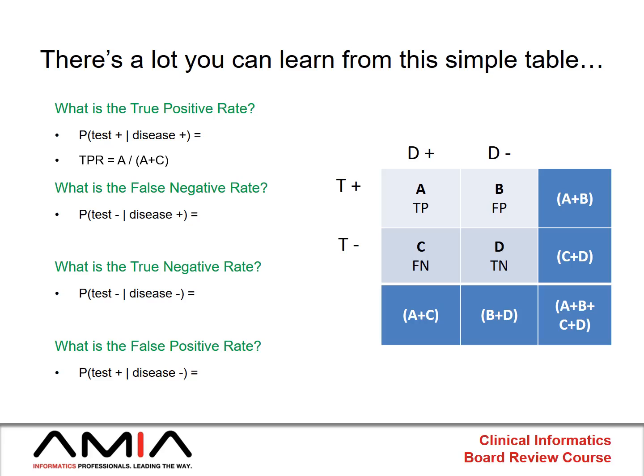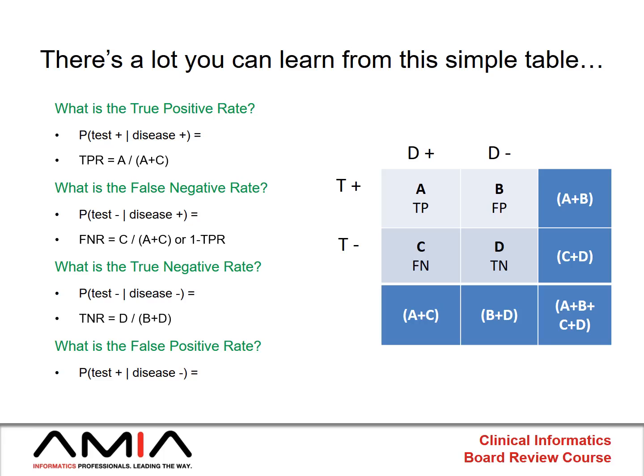Similarly, the false negative rate is C, your false negatives, over A plus C, patients with the disease. Note that the false negative rate, written as C over A plus C, is also the same as 1 minus your true positive rate, because A plus C together make up everyone with the disease. So that's an interesting relationship: 1 minus your true positive rate is equal to your false negative rate. Keep that in mind.